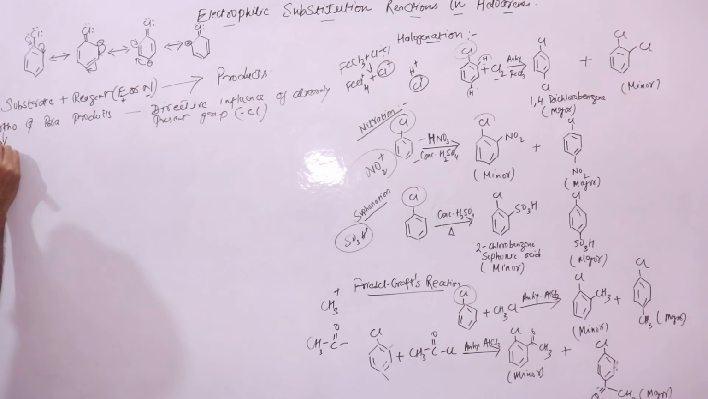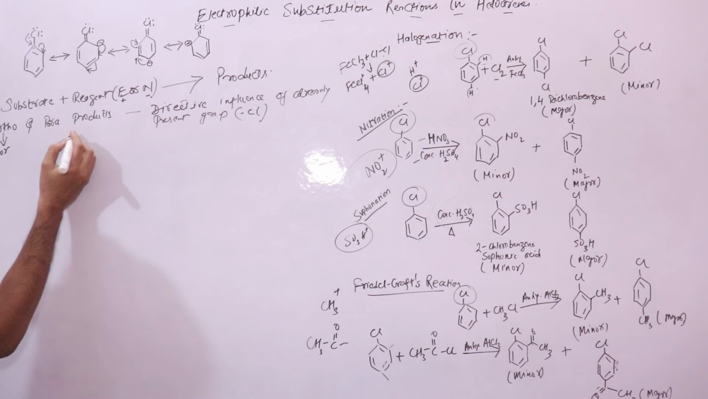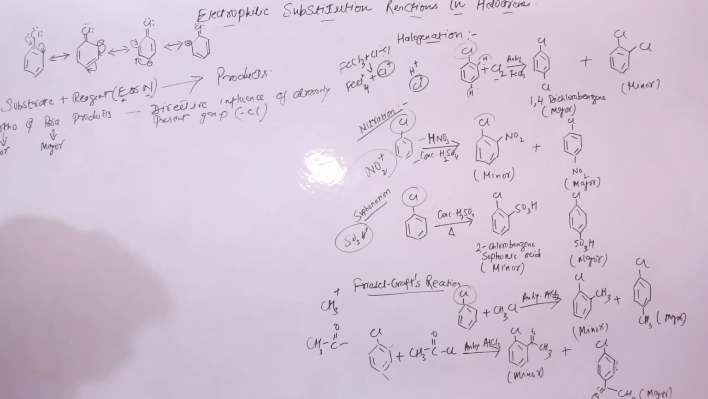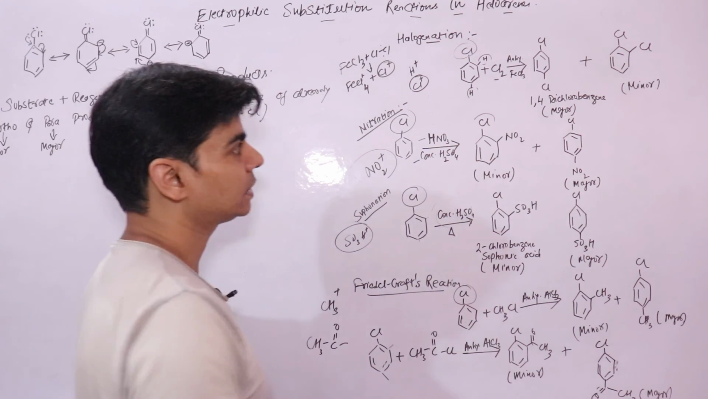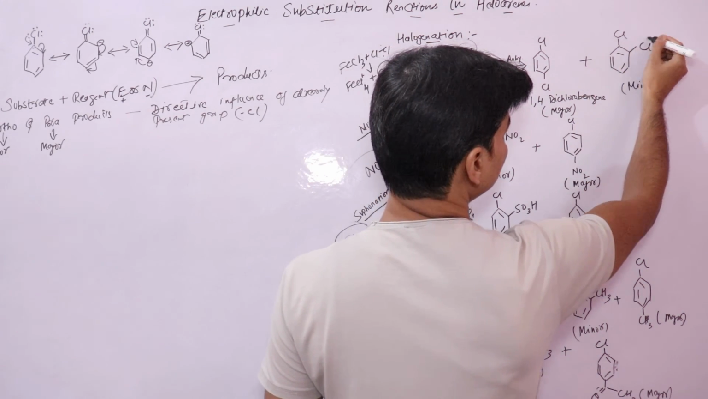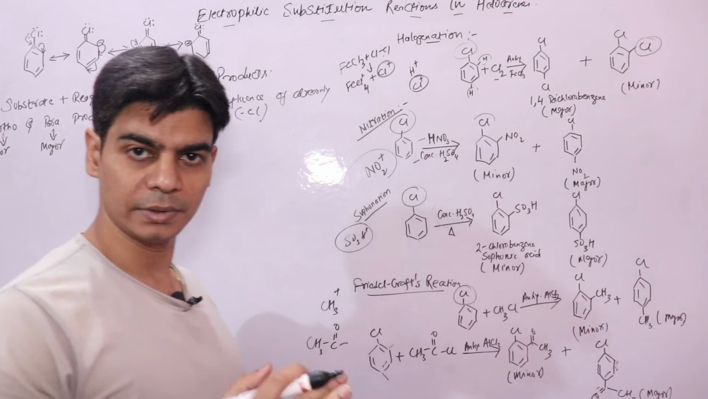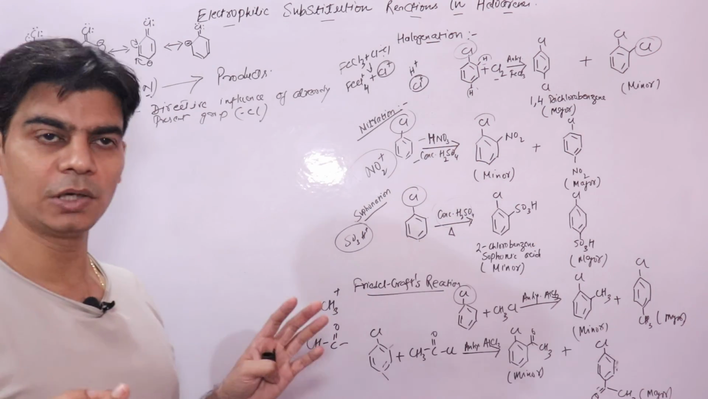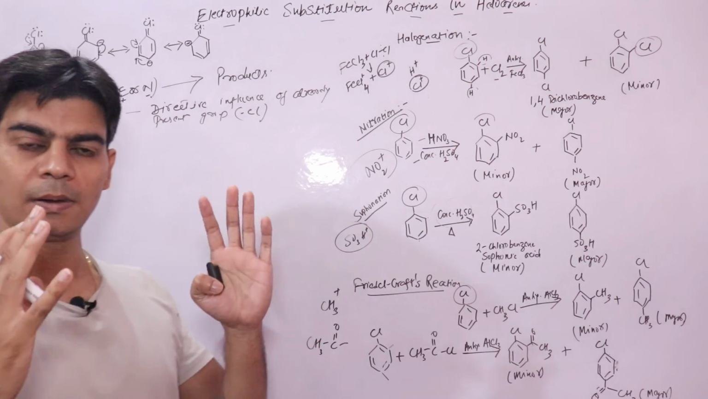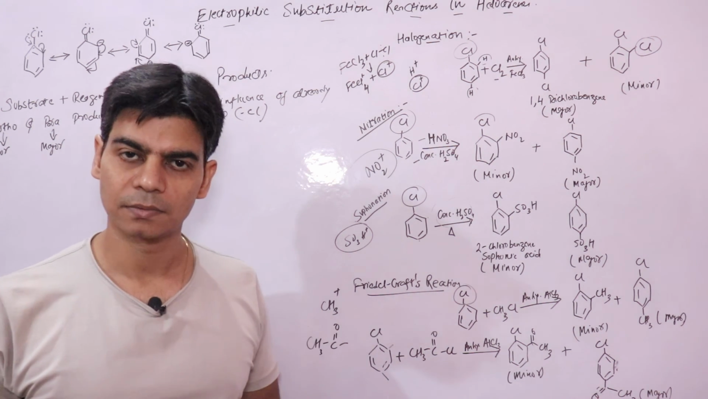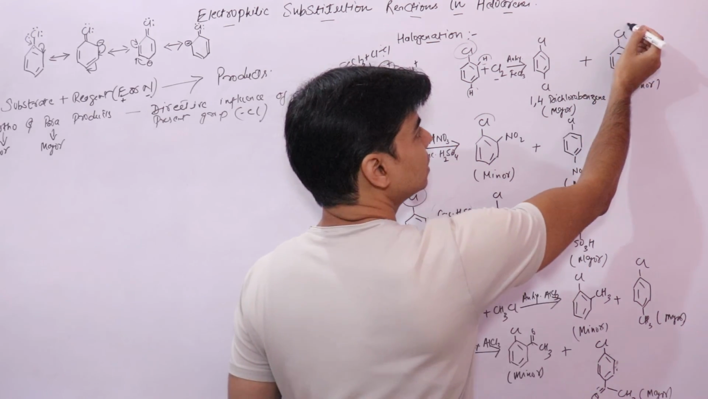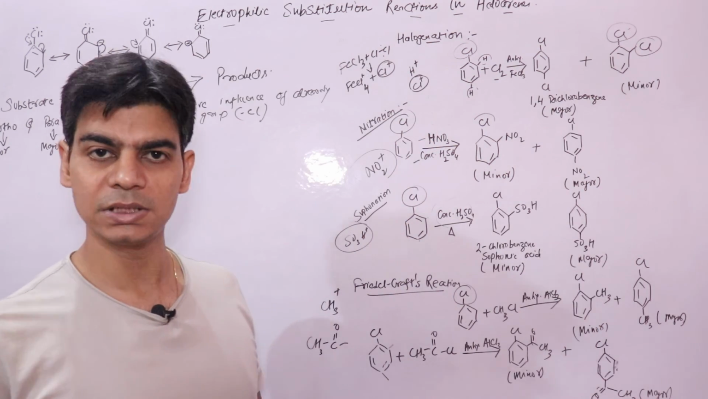So ortho would always be the minor product and para would be the major product, right? The reason for this is that at the ortho position, when the incoming group takes up this position, it will face hindrance, steric hindrance as we call it, with the Cl group already present.